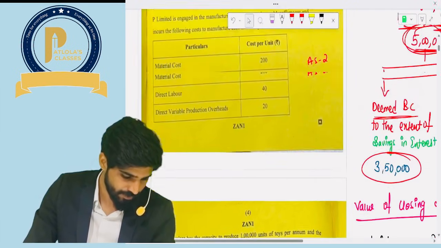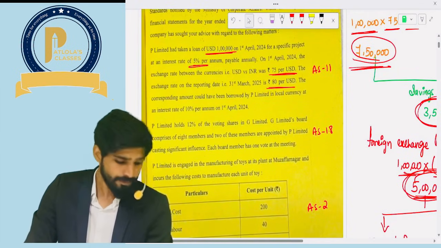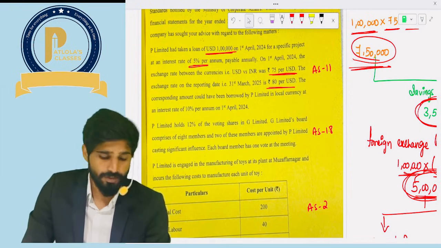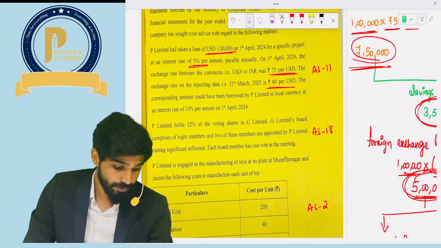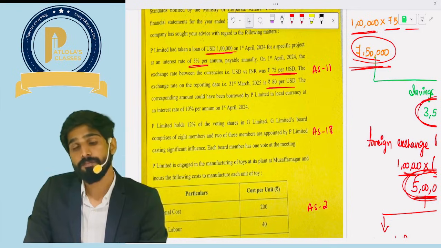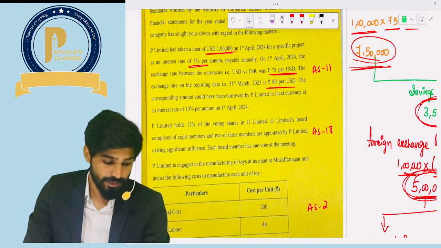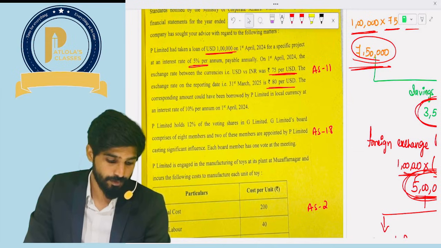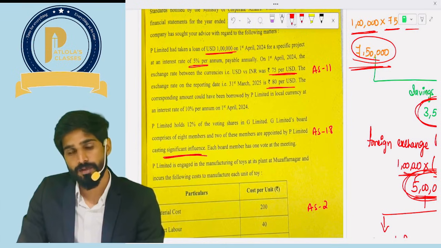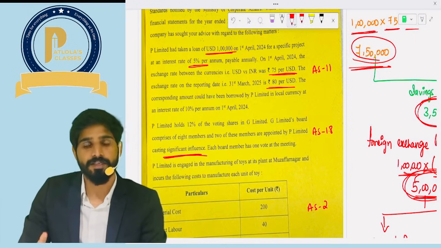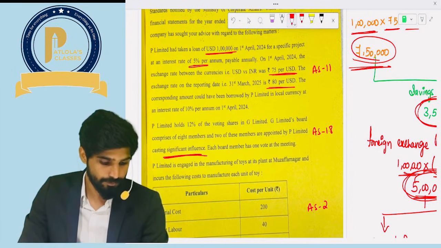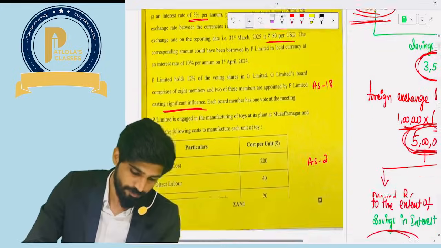Chalo, next one. What is the relationship? For that we need to read the case study. P Limited holds 12% of voting in G Limited. That will not give any control or significant influence. But G Limited comprises of 8 members. 2 of these members are appointed by P Limited. So P Limited is deciding 2 board of directors out of 8, which is giving them significant influence. And as we know, as per AS 18, if any company has significant influence in another company, they are called associates. So here G Limited is an associate of P Limited.